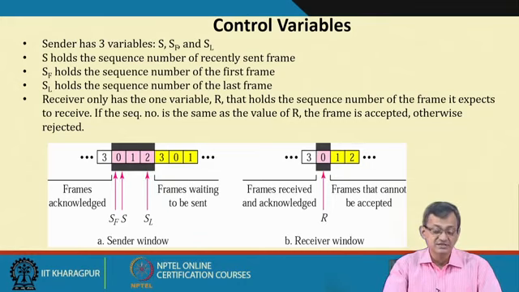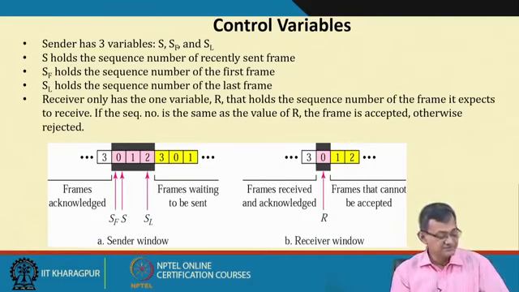If the sequence number is the same as the value of R, the frame is accepted, otherwise it is rejected. So, if the frame received is 0, as it is waiting for 0, then it is accepted, otherwise it is rejected.